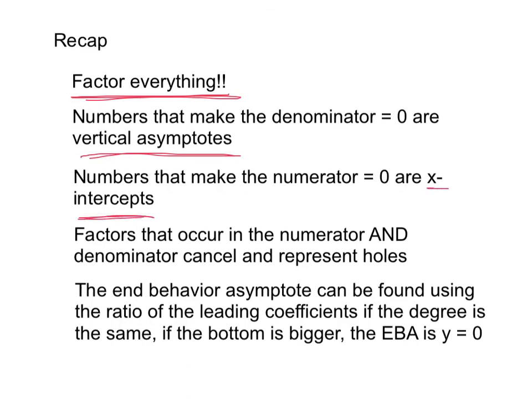Factors that occur in both are your holes, and you cancel those out. And the EBA, the end behavior asymptote, uses the ratio of the leading coefficients if the degree is the same. If the bottom is bigger, it traditionally works out to be y equals 0. That's it for rational graphing. Again, what you have to do is practice, practice, practice, and you will have no problems with it.